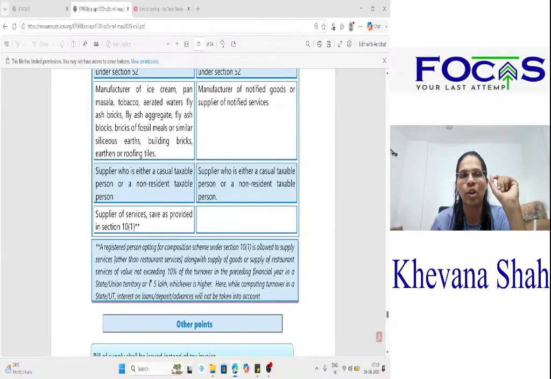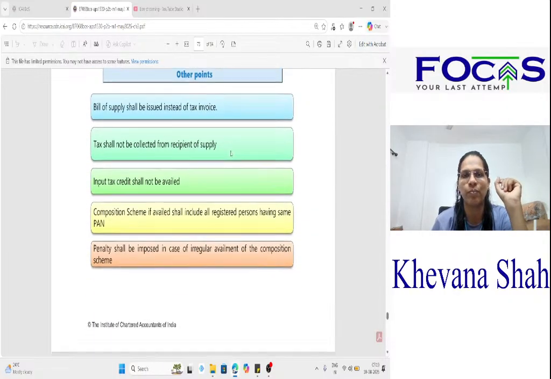Then again, this is a common point: supplier who is either a casual taxable person or a non-resident taxable person. So in case you are a casual taxable person or a non-resident taxable person, then you are not allowed to opt for composition levy either under section 10(1) or under section 10(2)A. Both these sections will not allow you to opt for the composition scheme if you are a casual taxable person or a non-resident taxable person.